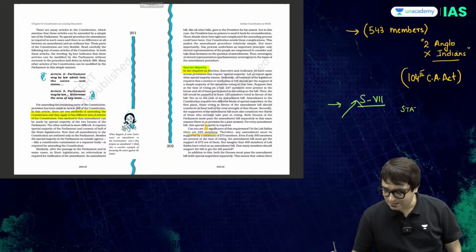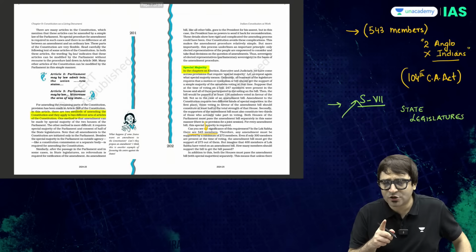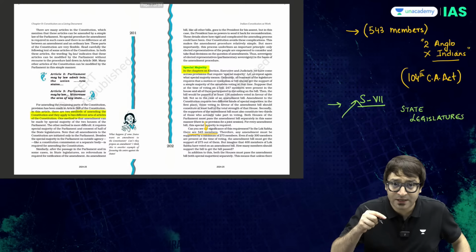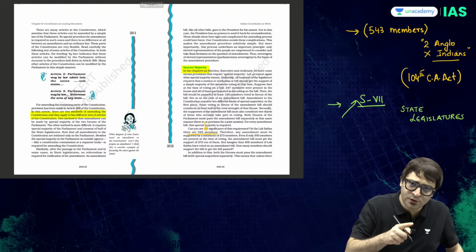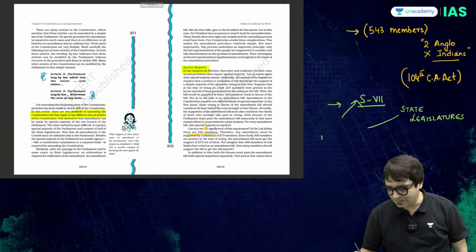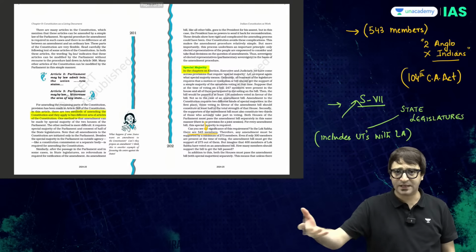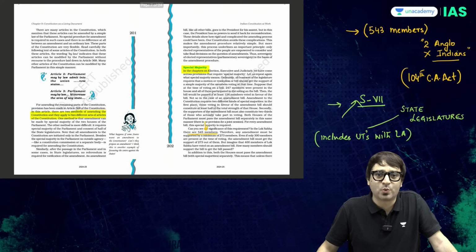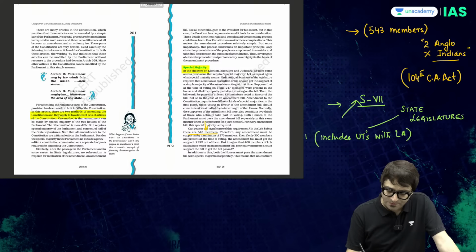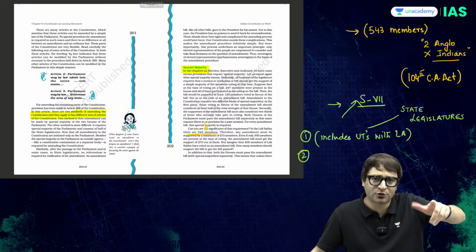Sir, when we say ratification by at least half of the state legislatures, does that mean only the legislatures of the 28 states that we have in India? Or does that also include those union territories which have a legislative assembly? It includes UTs with legislative assembly. That means Delhi as well as Puducherry. And after the ongoing elections, Jammu and Kashmir as well. This is number one. Number two, sir, how can we say whether the states have ratified this constitutional amendment or not?